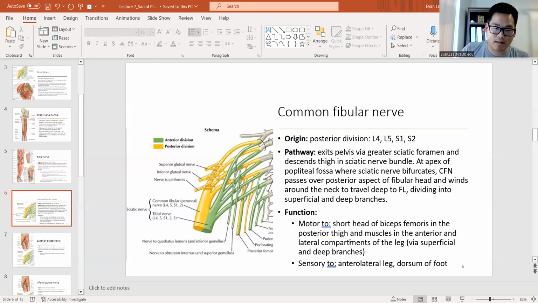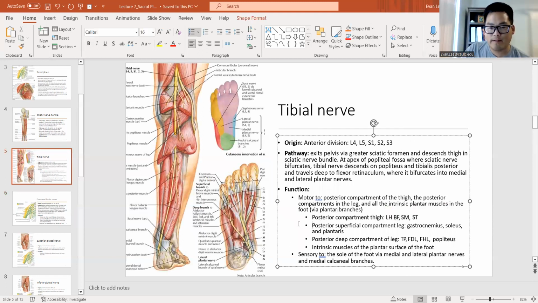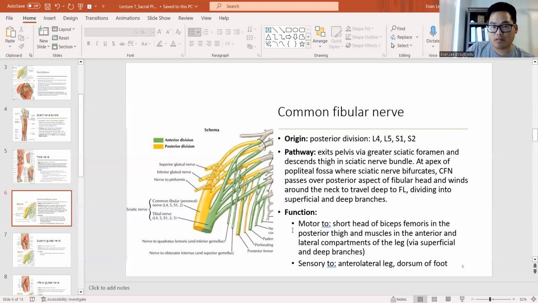So fibularis longus, fibularis brevis, as well as the extensors of the leg, and then the dorsal side of the foot as well. But there is one muscle that the common fibular nerve does have an innervation for in the thigh region, which is the biceps femoris short head. So basically everything else was the tibial nerve, but the biceps femoris short head is the exception here, where it's going to be innervated by the common fibular nerve.